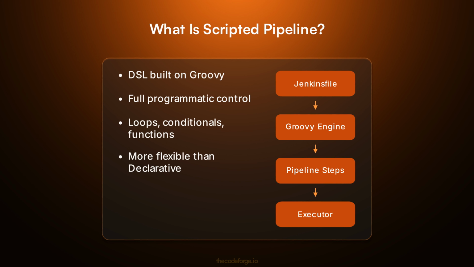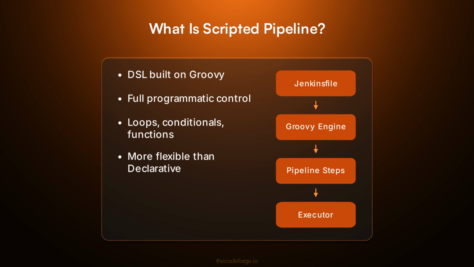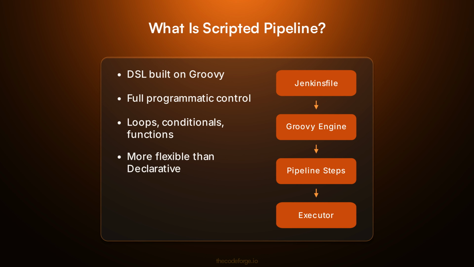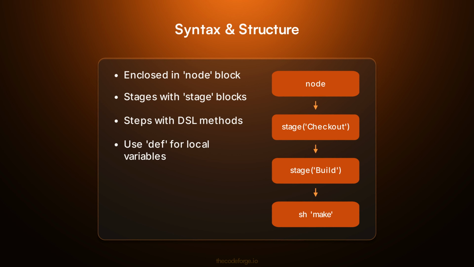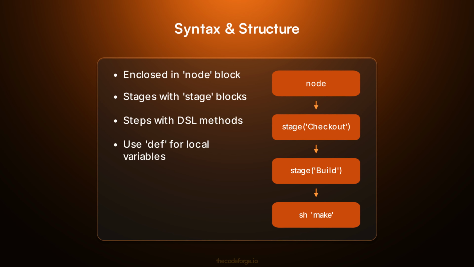Jenkins Scripted Pipeline is a domain-specific language built on Groovy that defines CI/CD workflows as code. Unlike declarative pipeline, which enforces a strict structure, Scripted Pipeline gives you full programmatic control: loops, conditionals, functions, and even custom classes. Scripted Pipeline is defined in a Jenkinsfile using Groovy syntax.